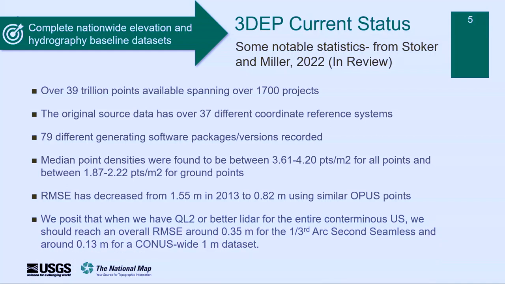We're positing that when we have that entire map filled in with green and we look at the elevation data compared to those OPUS checkpoints that we used before, we should get down to an RMSE of around 35 centimeters for the 1/3 arc-second seamless. And if you want to look at the individual 1 meter data, we're estimating that we'll get down to about 13 centimeter RMSE across the country.